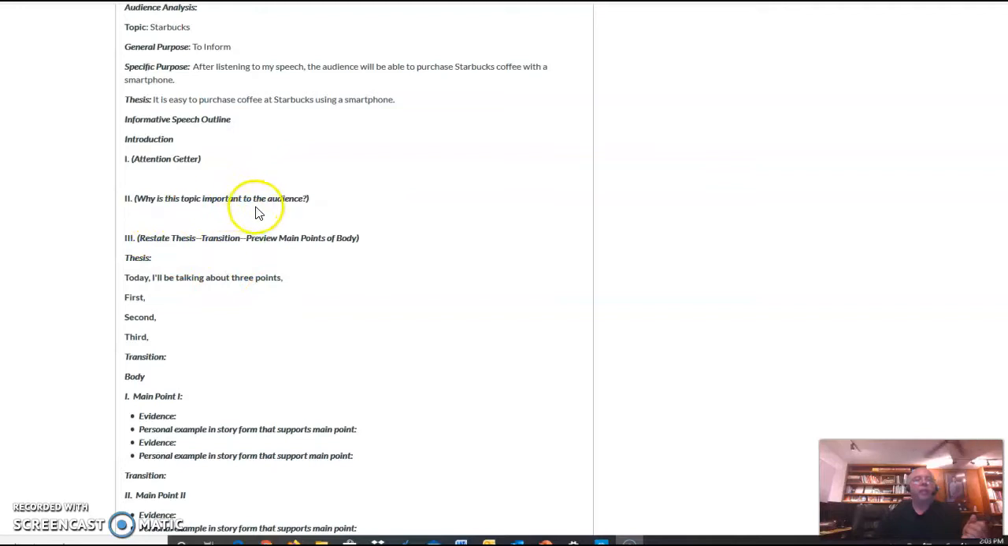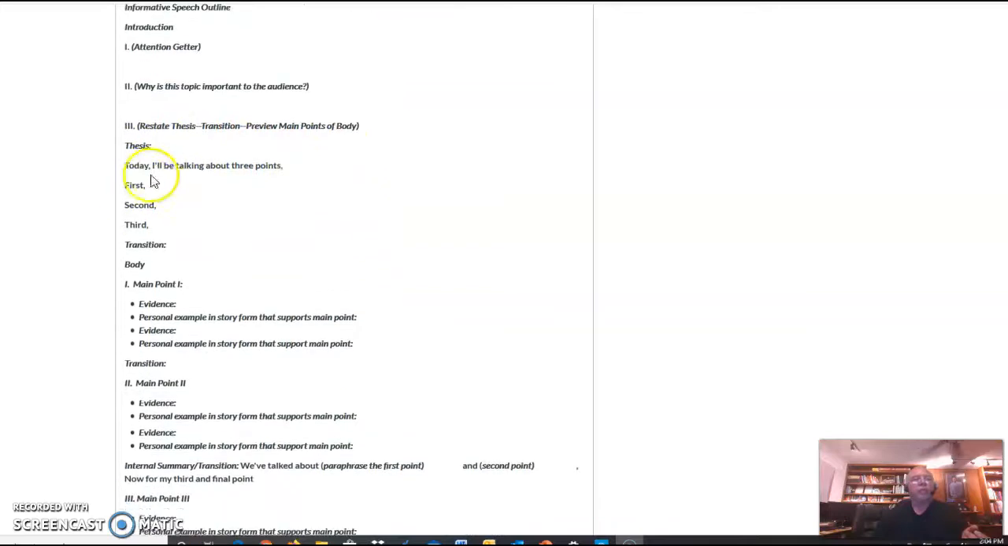Now, why is this topic important to the audience? Don't say that's important to you, because nobody wants to be told what's important to them. But we say things like many people are looking for ways to save time. Many people are looking at ways to hook up new equipment, or people want to make life easy. Whatever it is, you have something in there.